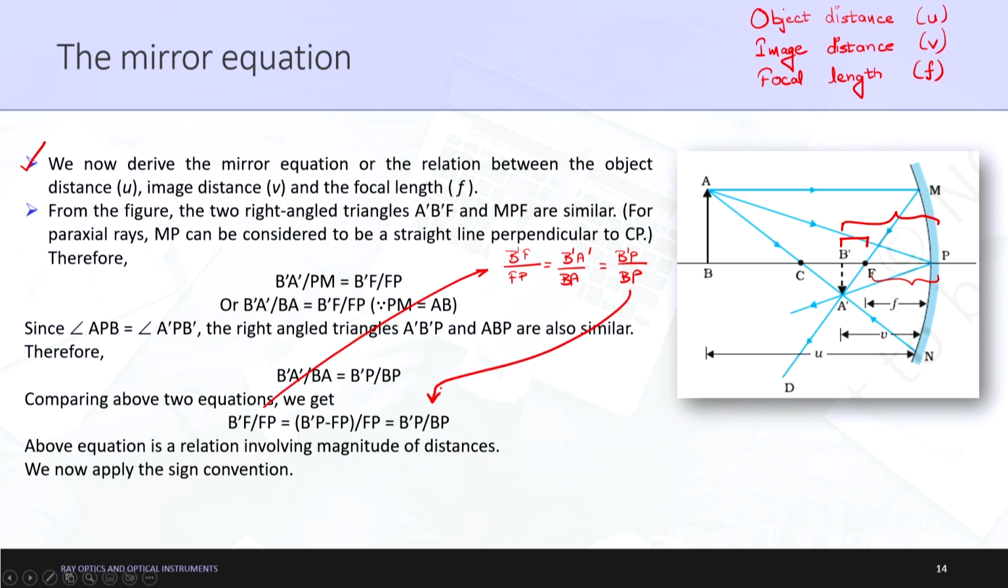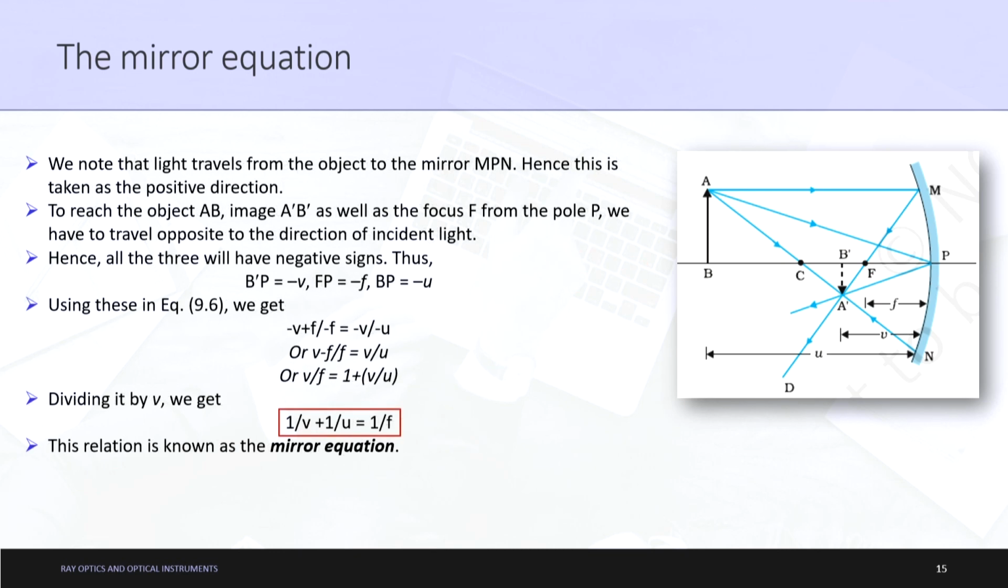Now, the above equation is a relation involving magnitudes of distances. So, now we apply the sign conventions. Please look over here carefully, because where to use the negative sign and where to use the positive sign is very important. We know that light travels from the object to the mirror MPN, so the incidence of light is in this direction. Hence, this is taken as the positive direction, because this was the Cartesian sign convention.